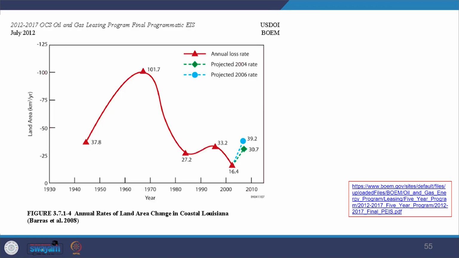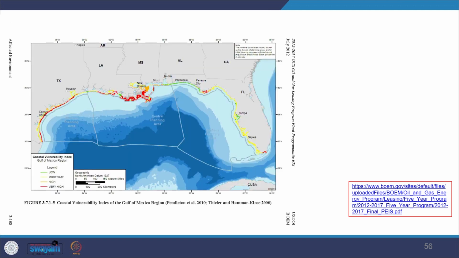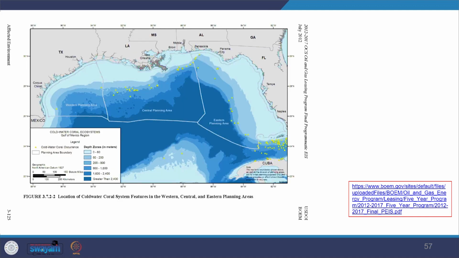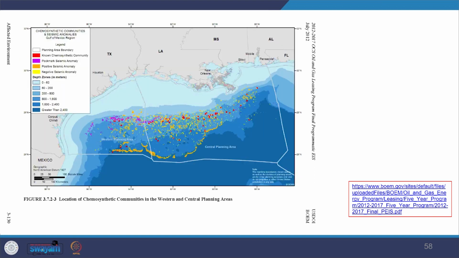You can look at the annual rate of land area change in coastal Louisiana, what's happening. So they're taking a very collective assessment of the entire area with respect to the program they're dealing with, where they're going to have a number of projects within 5 years. So they're looking at the coastal vulnerability index of the Gulf of Mexico. So see how big the region is, and then the location of cold water coral system features. So look at the complexity which is there, and then the chemosynthetic communities which are there.